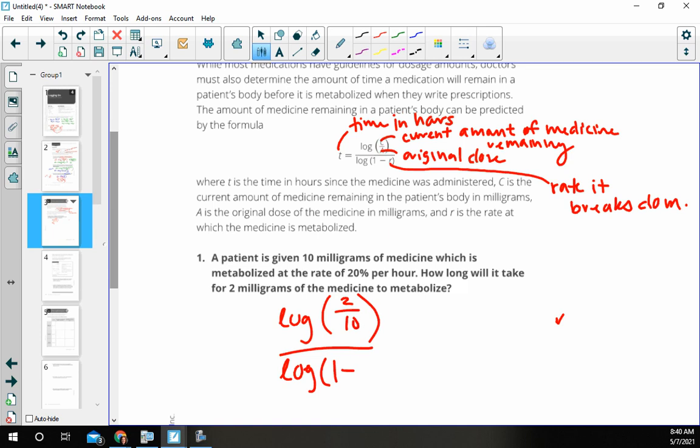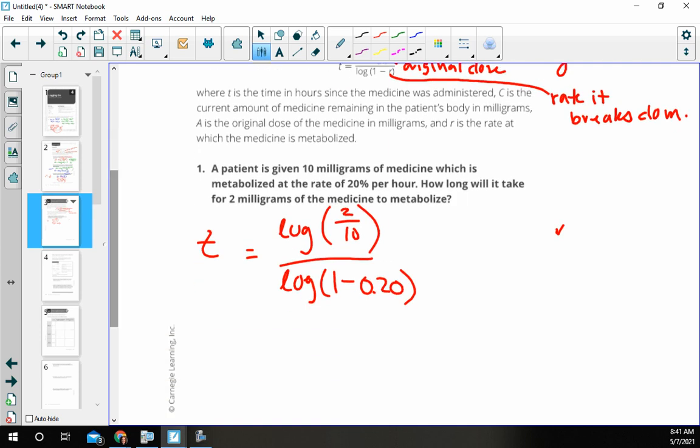So log of 1 minus the rate. Remember, we have to take that 20% and change it into a decimal so my calculator recognizes it. And it says, when is that time? So we are going to go ahead and type this in our calculator. It is in base 10, so we can literally type it in. Just make sure you end your parentheses, and then take your top divided by your bottom. You should get 7.2 hours to get to that 2 milligrams in my system when I start with 10.